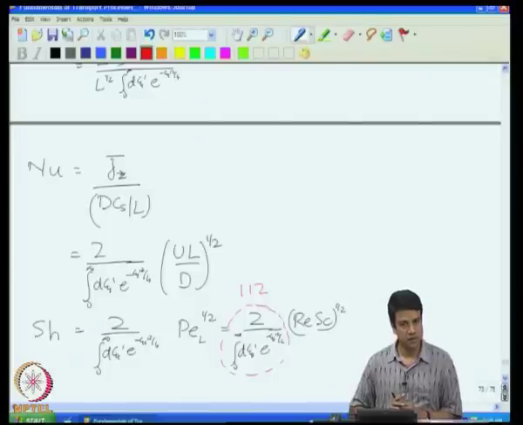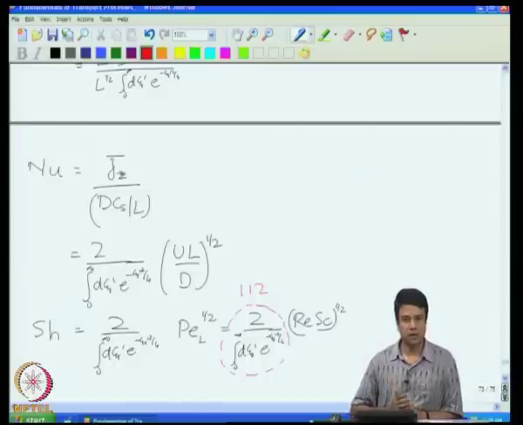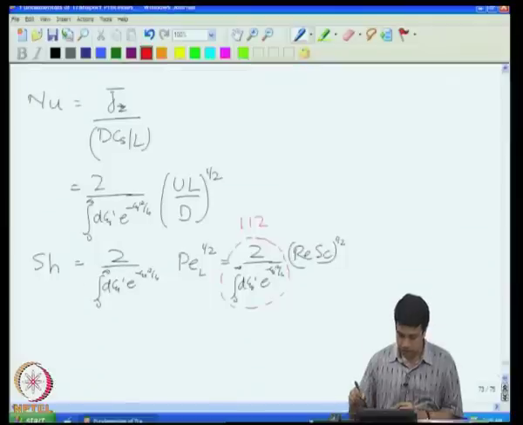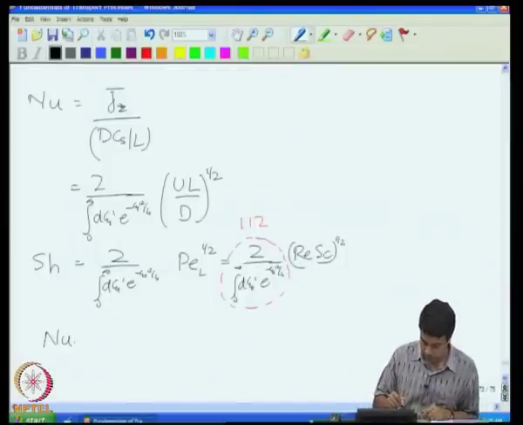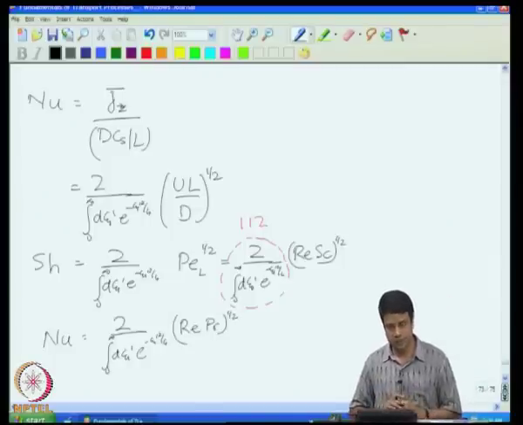Exact same analogy will work for heat transfer. If you had a heated gas, you had a fluid which is flowing down, which is a cool fluid. A commonly encountered configuration in, for example, cooling towers. Okay. In that case, I want to know what is the depth to which the temperature profile goes and what is the flux of heat at that interface. I'd use exactly the same result. In that case, the Nusselt number will be equal to 2 by integral 0 to infinity d psi prime e power minus psi prime square by 4 times the Reynolds number times the Prandtl number power half. Okay, so, that is the exact same analogy for heat transfer.